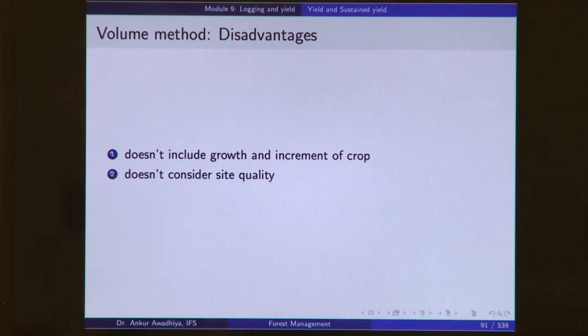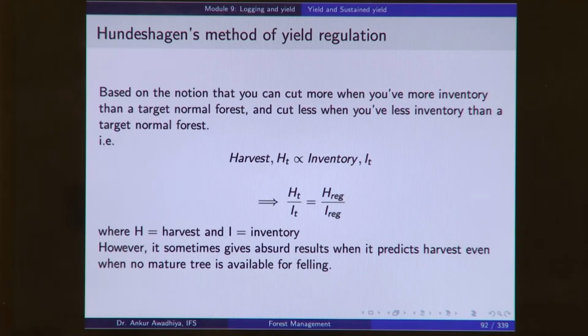And the next method is Hundeshagen's method of yield regulation, which essentially says that if you have more inventory, if you have more crop, then you can extract more. If you have less crop, you can extract less. So essentially harvest is proportional to the inventory, or H by I is a constant. However, even in this case, there is an issue, because in the case of very young crops, this will continue to give us some value of harvest, even though there is no tree that is mature enough for harvesting.